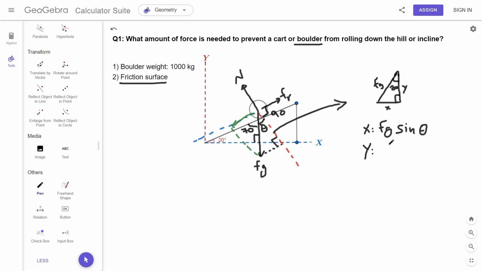For the y component, we use cosine theta, which represents the ratio of the adjacent side to the hypotenuse in a right triangle. Rearranging the formula to solve for y, we find that the y component equals the gravitational force multiplied by the cosine of theta. In this context, the y component represents the normal force, but we don't actually need this force for our current problem since we're focused on the parallel component.